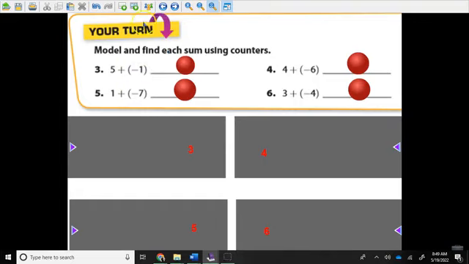5 plus -1 would be 5 minus 1. And then I would work that out, and I'd get 4. And the 5 is bigger, so it stays positive. Number 4 would really be 6 minus 4. That's 2. But the 6 is bigger than the 4, so it would be -2.